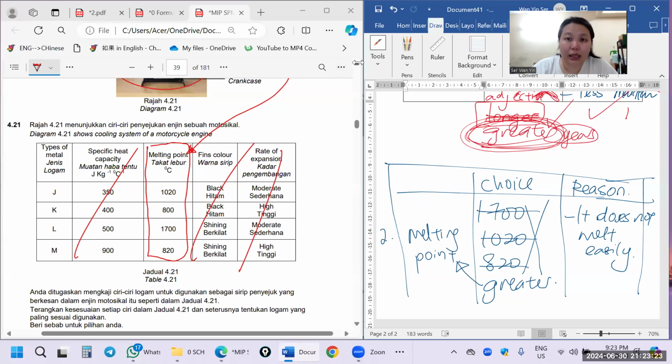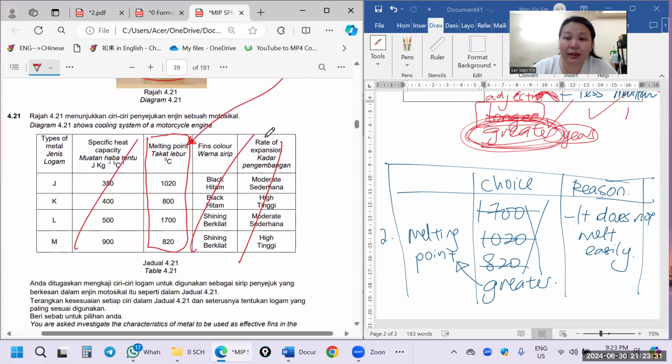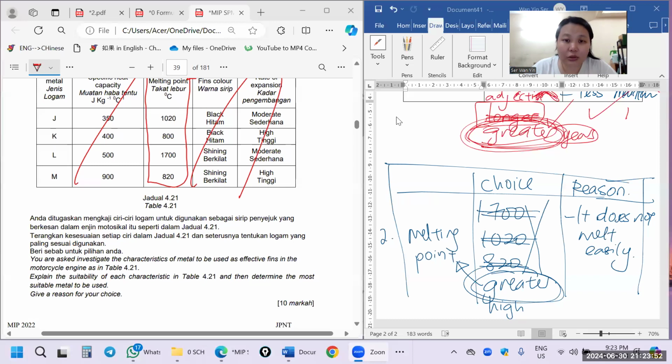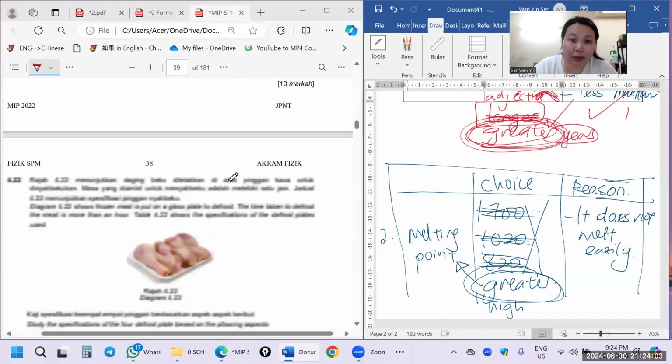Scary, okay? When you ride your motorcycle, suddenly the part of your engine melt. It's very scary. We don't want it. So we must have high melting point, greater or high or higher. We don't want number. We want adjective. Understand? Teacher, so the table is right for us to understand only and not the answer? Yes, they purposely want you to lose your mark if you answer in number. One more.